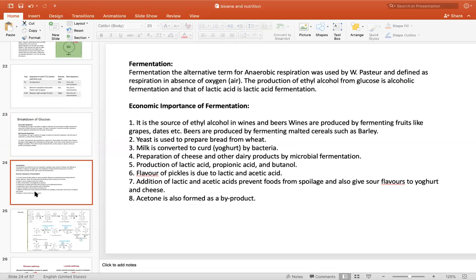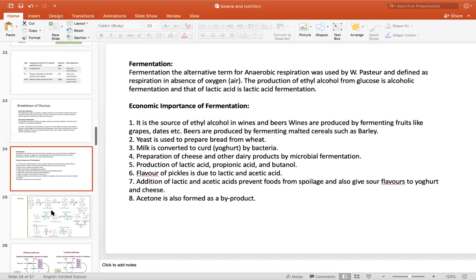Fermentation is the alternative term for anaerobic respiration. You have a lot of benefits of it, especially economic. It is a source of ethyl alcohol in wines and beers. Yeast anaerobically respires to form bread. Milk is converted to curd and cheese, and lactic acid is produced. The flavors of pickles are due to lactic acid and acetic acid. Acetone is also produced as a byproduct of fermentation.